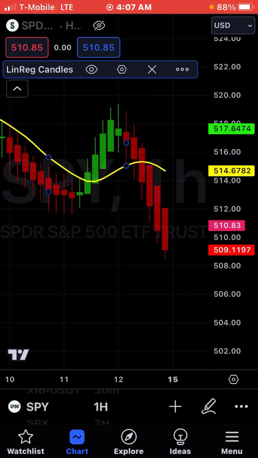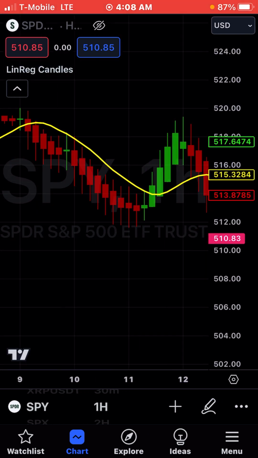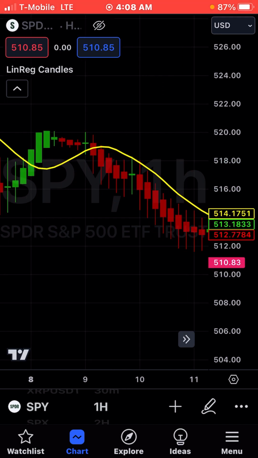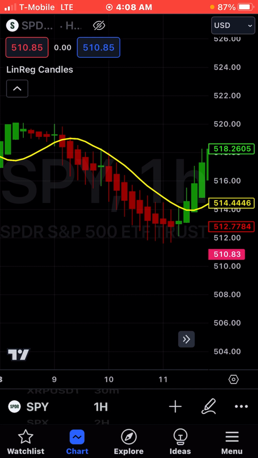This will really only work with the S&P, or any kind of ETF that goes up and down. It does not work well for crypto or any of the other assets. So let's just look at a couple examples. There's a couple times where this won't work. So let's just get a couple examples.